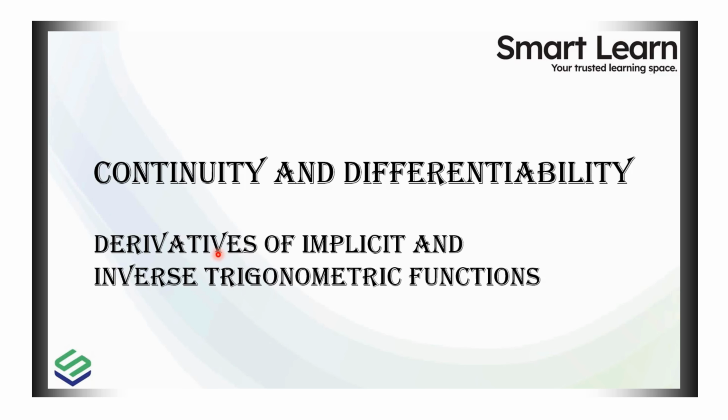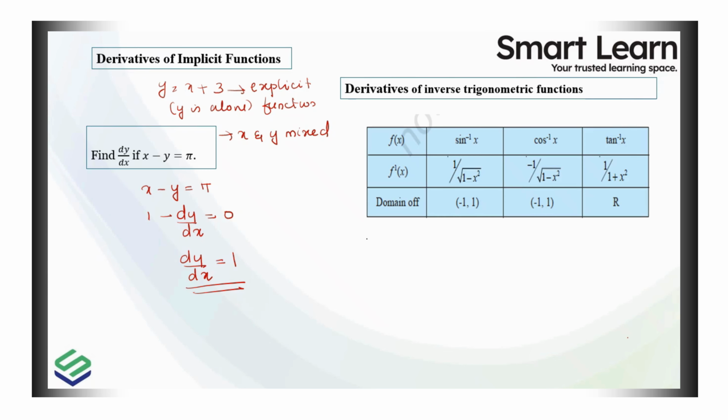Last week we studied the derivatives of implicit and inverse trigonometric functions. So what is an implicit function? Implicit function means x and y are mixed. Explicit function means y is alone, and we can directly simplify, like dy by dx is 1. In this question, implicit function means x and y are mixed.